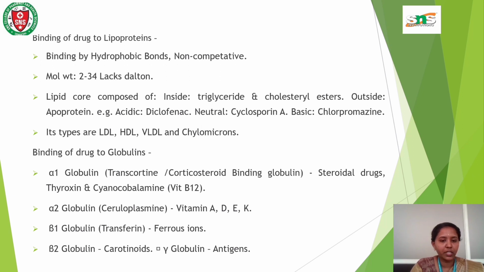Binding of drug to globulins. Alpha-1 globulin: transcortin, that is corticosteroid-binding globulin, binds steroidal drugs, thyroxine and cyanocobalamin, that is vitamin B12. Alpha-2 globulin: ceruloplasmin, where vitamins A, D, E and K are present. Beta-1 globulin: transferrin, where paracetamol is present. Beta-2 globulin: corticosteroids. Alpha globulins are antigens. Thank you.